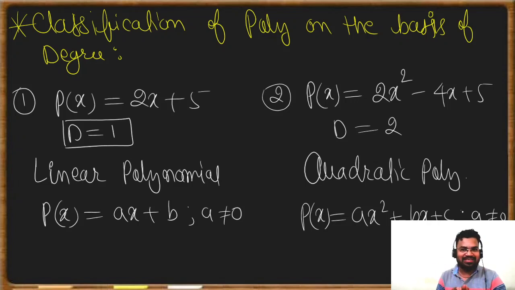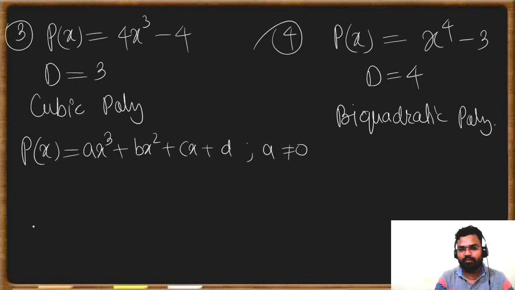And what is degree? Degree is the highest power of the variable in the polynomial. A polynomial whose degree is 1 is a linear polynomial, if the degree is 2 it is known as a quadratic polynomial, if the degree is 3 it is known as cubic, and when the degree is 4 it is known as a biquadratic polynomial. Is it clear?